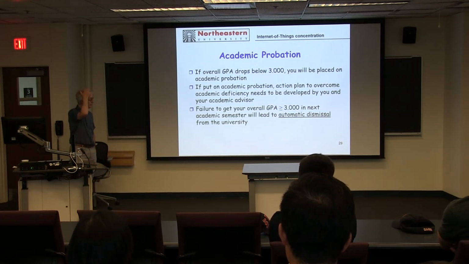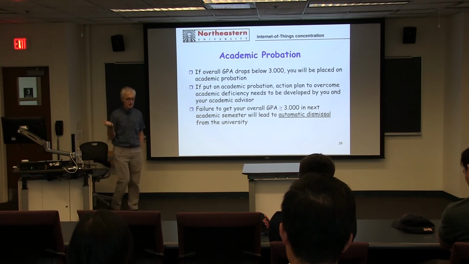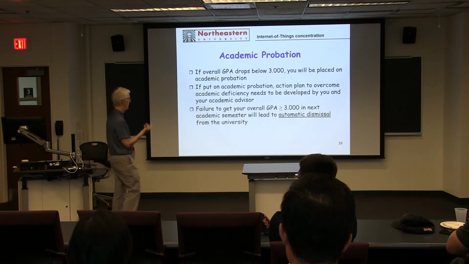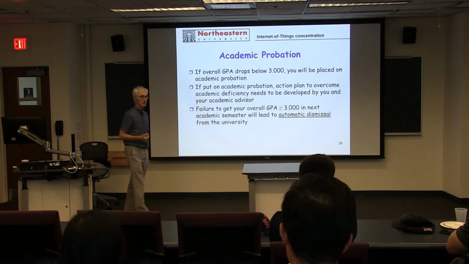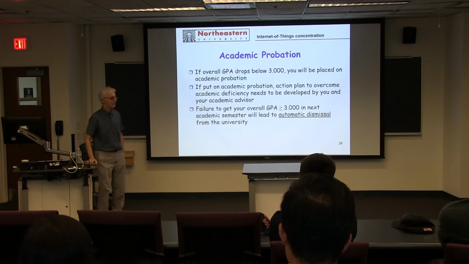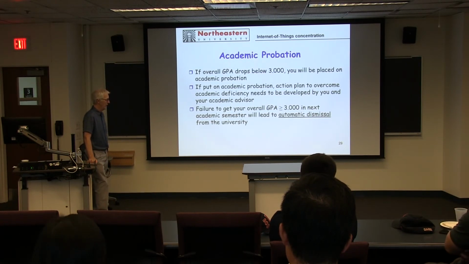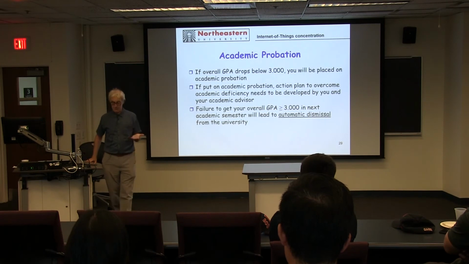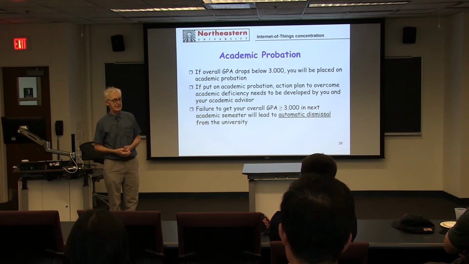If your GPA drops below 3.00, you will go on academic probation, okay? And then, as she's mentioned, we go through a process where we have to put together an academic probation plan so that you can overcome that deficiency and your GPA can move back up above 3.0. And if you don't get it above 3.0 in the next semester, then you get automatic dismissal from the university. And you have to petition then to stay here, okay?